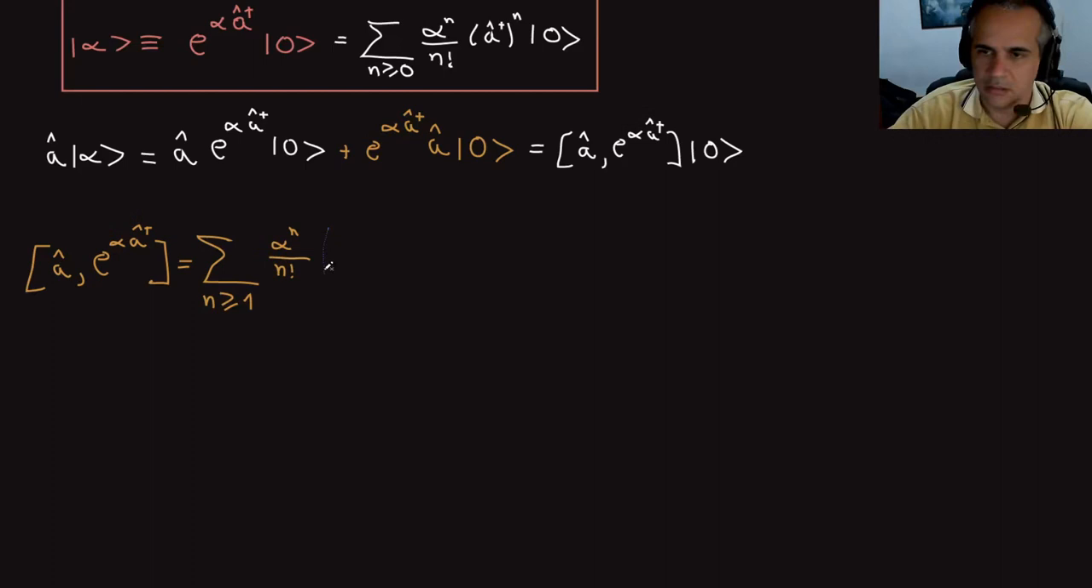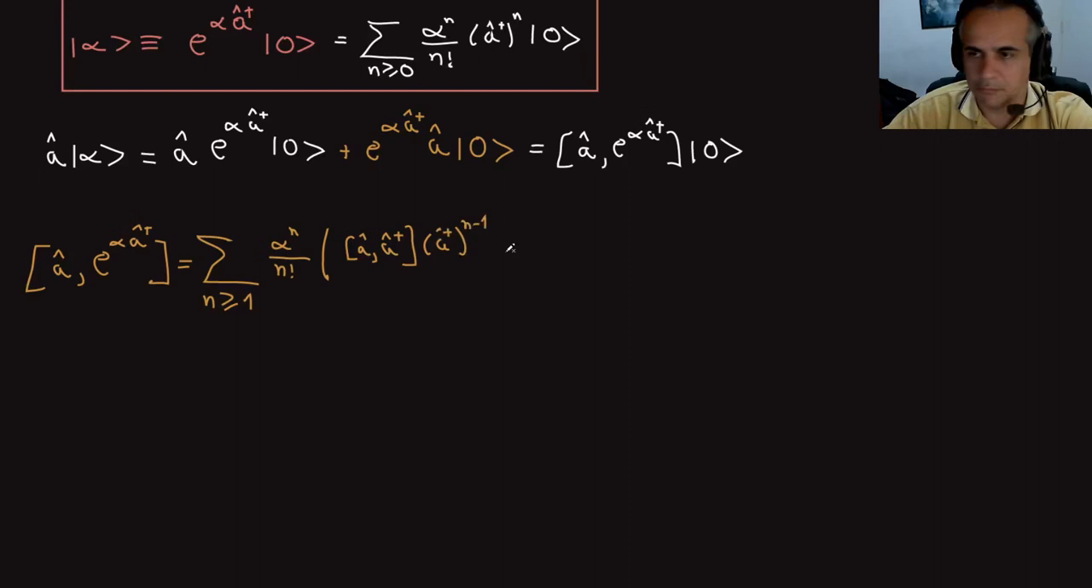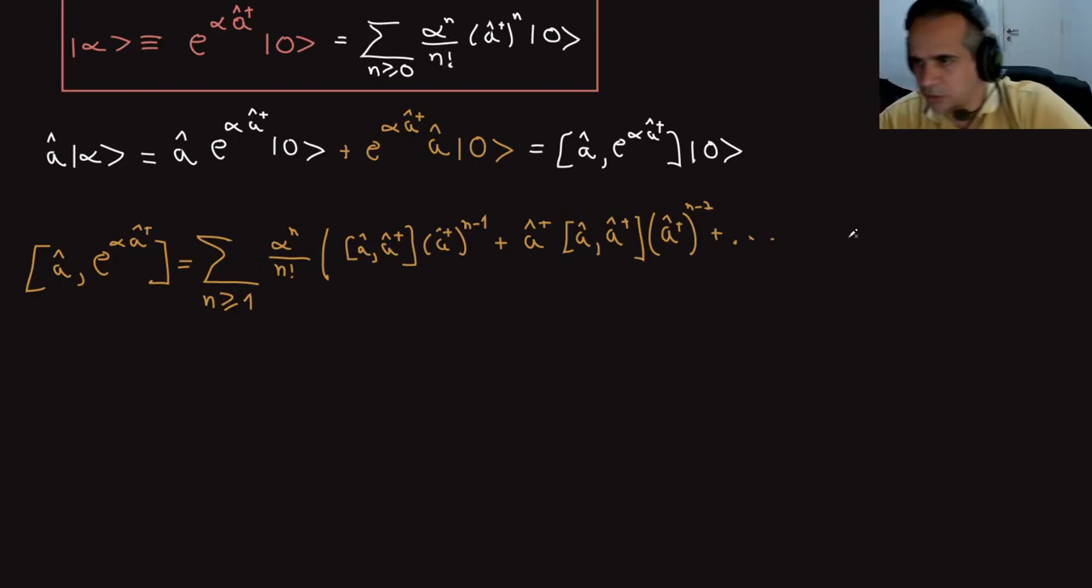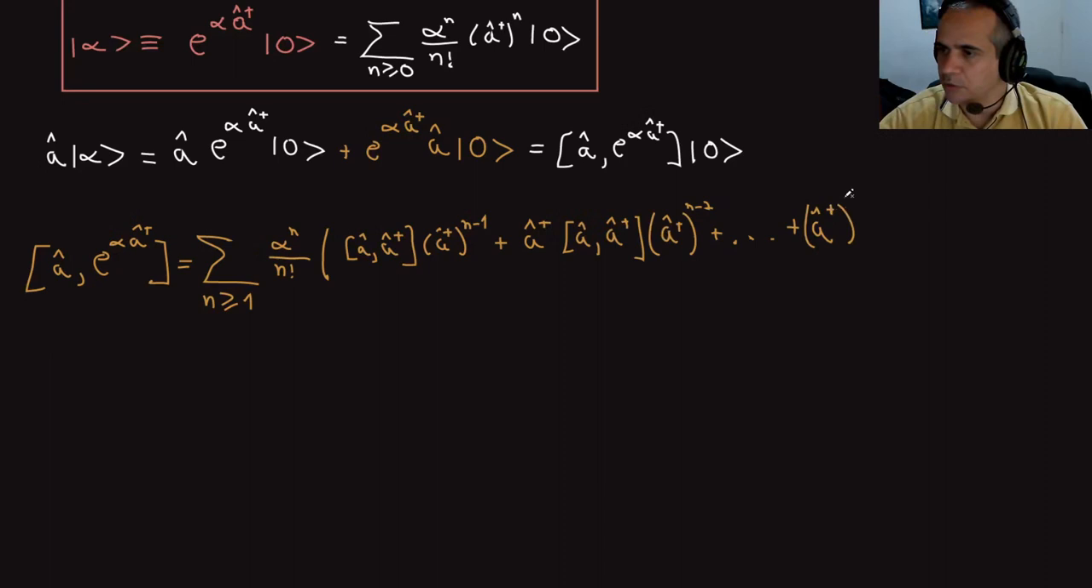These will be the terms of this whole product. I have a product of a lot of a daggers in any of these terms. The first term will be just the commutator of a with a dagger, times a dagger to the power n minus 1, plus a dagger times the commutator of a with a dagger, times a dagger to the power n minus 2, and that goes all the way to the last term. The number of a daggers to the right of the commutator goes down, the number to the left goes up, and I get to the end to a dagger to the n minus 1 times the commutator.